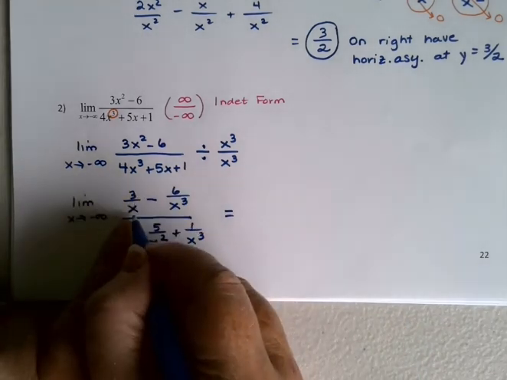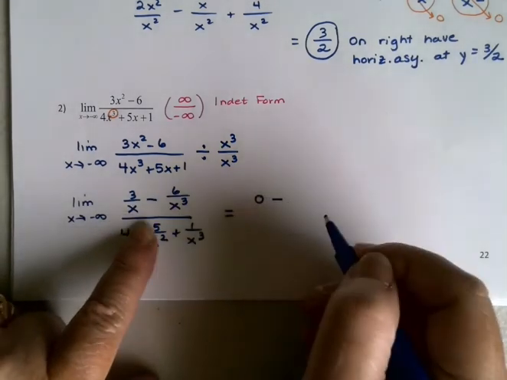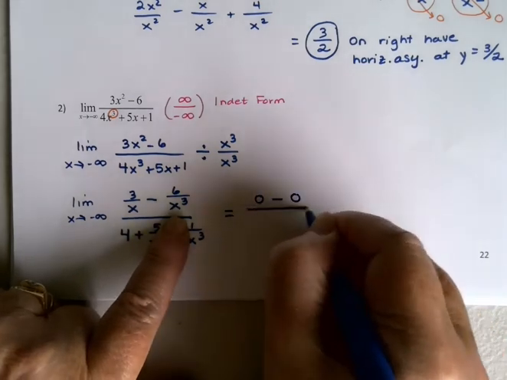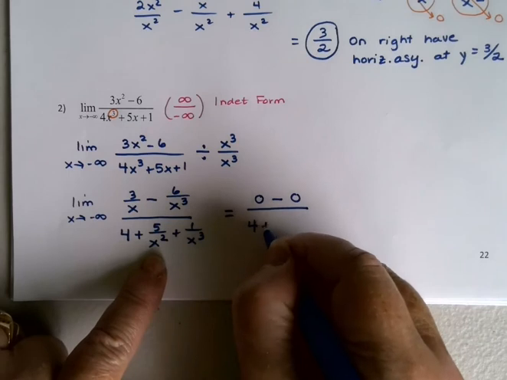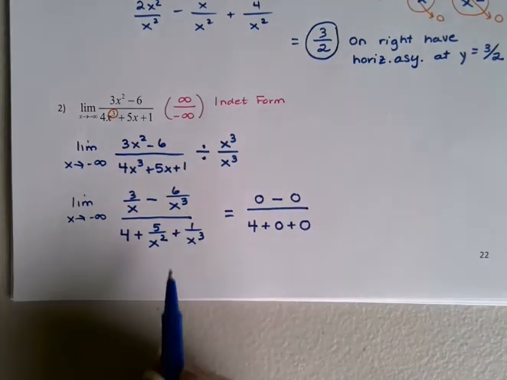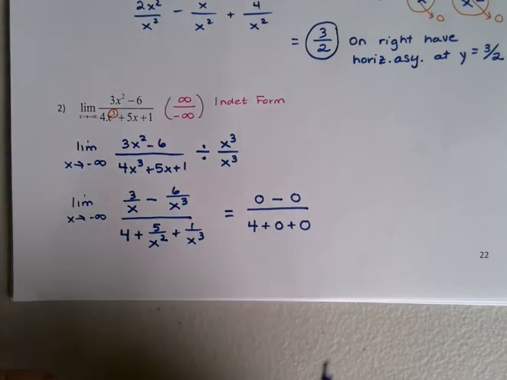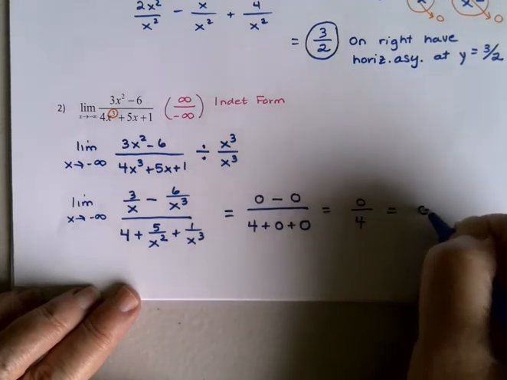3 over negative infinity, that goes to 0. Minus 6 over negative infinity also goes to 0. On the bottom, I've got 4. Same argument, plus 0, plus 0, right? All of these fractions are finite numbers over something that's getting infinitely large or infinitely small. That gives me 0 over 4, or 0.